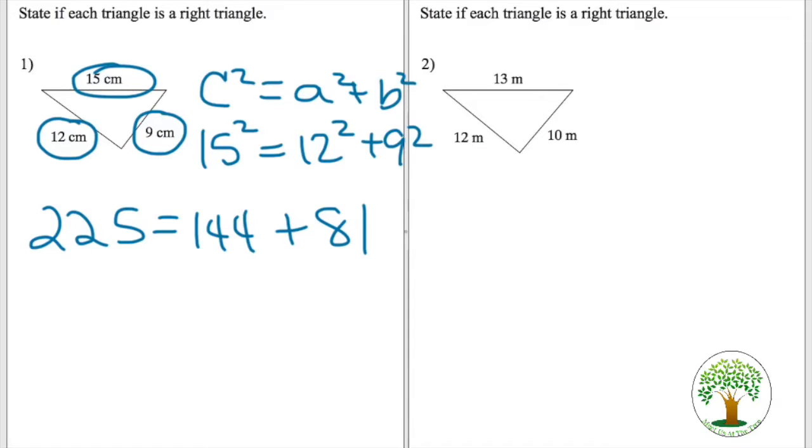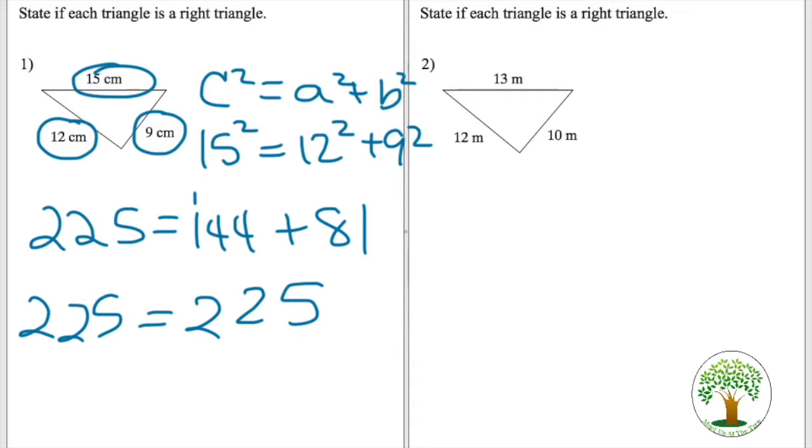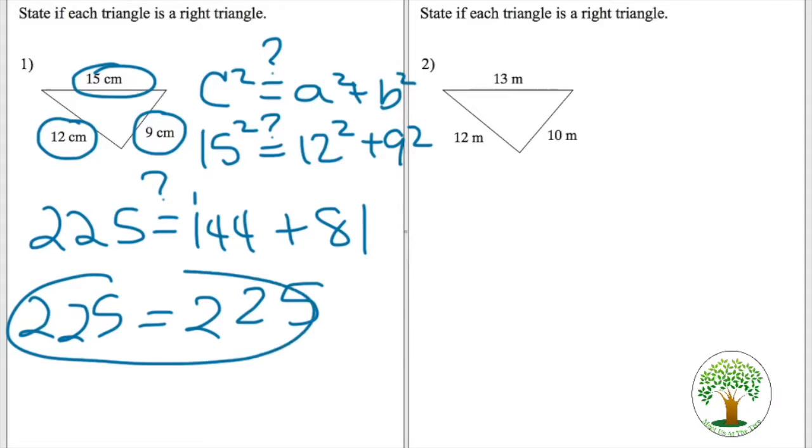Do these add up? 144 plus 81, that's a 5, add, that's a 12, carry the 1, and 225. Yep, 225 equals 225. So we should have put question marks on these. Were they equal? Yes, they were. Is it a right triangle? Yes, it is. Now there are 2 ways to do this.